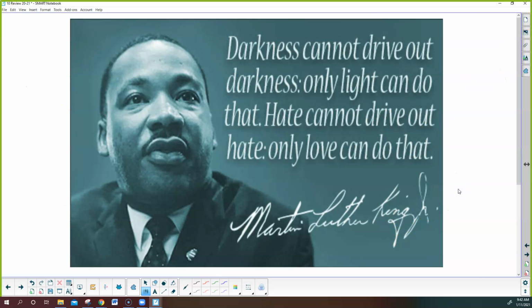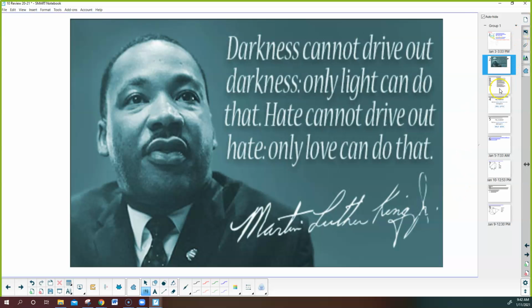I like this quote here. Darkness cannot drive out darkness. Only light can do that. Hate cannot drive out hate. Only love can do that. By Dr. Martin Luther King.